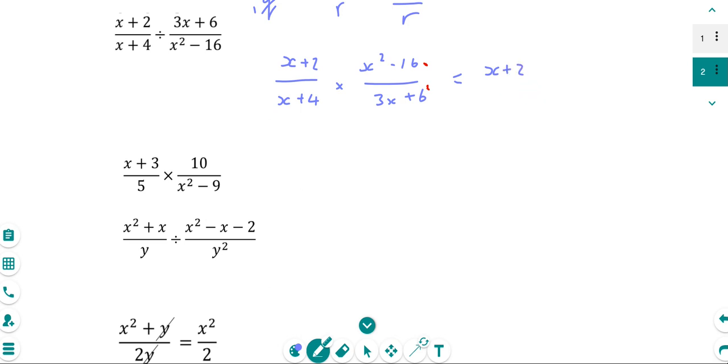So x plus 2 over x plus 4, that's just the same thing again, times by. So I'm going to put x plus 4, x minus 4 in the numerator. And then what was that? I'm going to take a 3 out. So I'm going to factorize just a number out of this linear expression. So 3x plus 2.